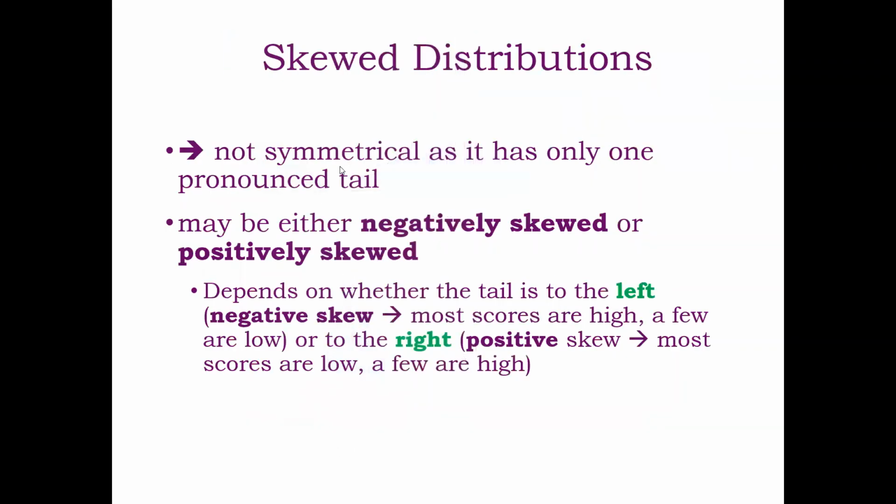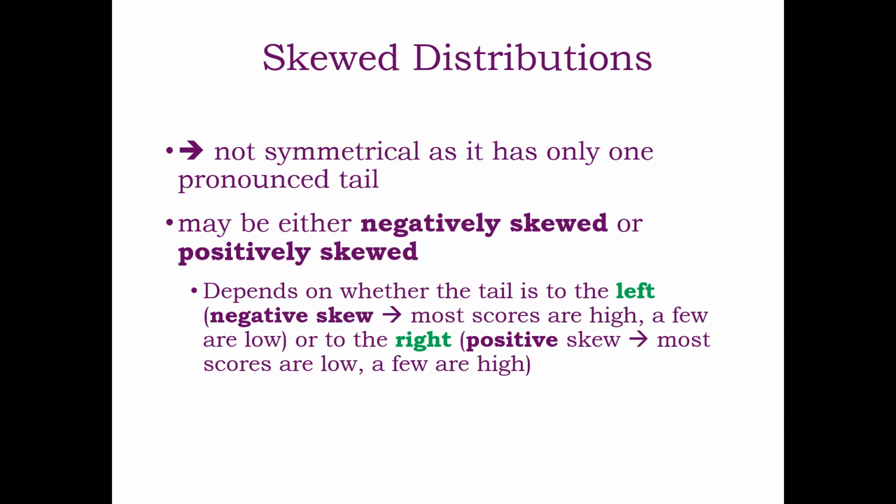So what's this about a negative skew? Skewed distributions are not symmetrical, and they have one tail that is more pronounced than the other. The distribution may be either negatively skewed or positively skewed. And this depends whether the tail is to the left, that's a negative skew, where almost all scores are high and a few are low, or to the right, most scores are low, a few are high.